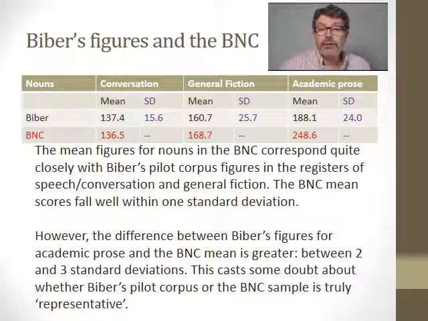Now, the mean figures for nouns in the BNC correspond quite closely with Biber's pilot corpus figures in the registers of speech, conversation, and general fiction. The BNC mean scores in these categories fall well within 1 standard deviation in each case. However, the difference between Biber's figures for academic prose and the BNC mean in this category is greater, between 2 and 3 standard deviations. Now, this casts some doubt about whether Biber's pilot corpus or the BNC sample for academic prose is truly representative. To be honest, it's probably Biber's figures that would need to be revised.